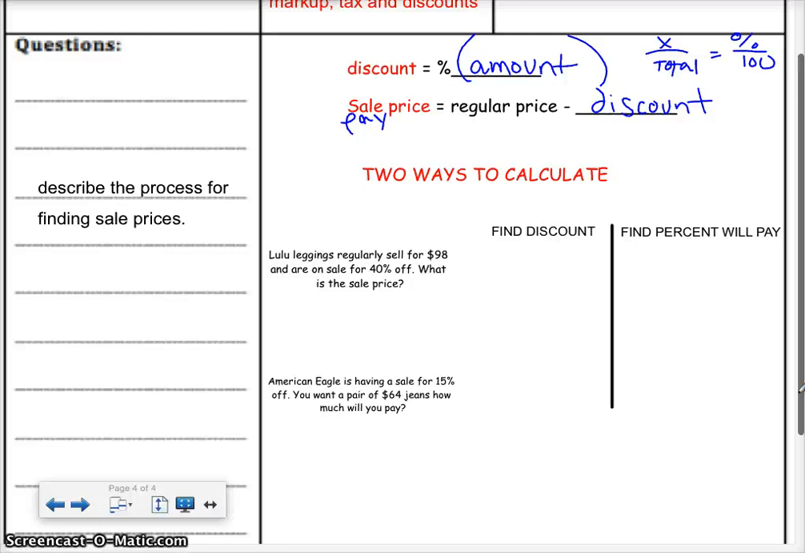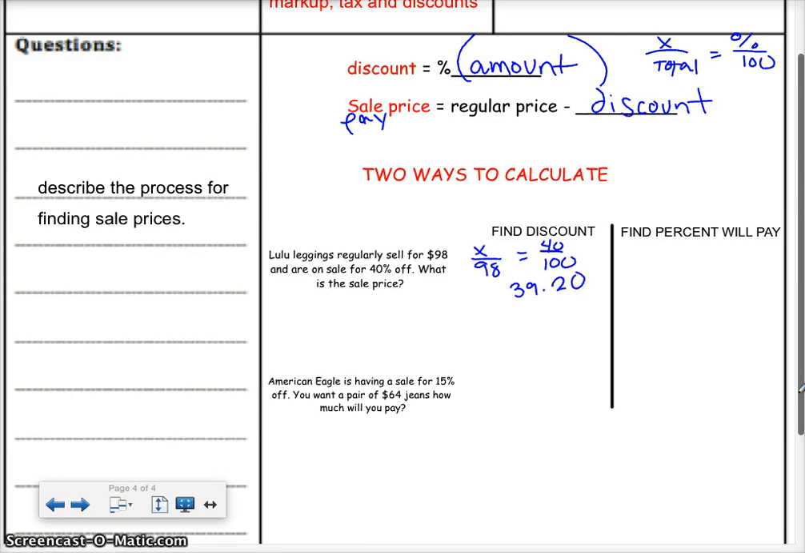So Lulu leggings regularly sell for 98 bucks. They're on sale for 40% off. What is the sale price? Well, I've got to figure out my discount. I'm going to make a proportion with this one. You don't have to, I'm just going to. So part of my discount is to my total amount as 40% is to 100. Again, you could have just multiplied them. I'm just choosing to show you that you can do any method. Okay? And I get $39.20.